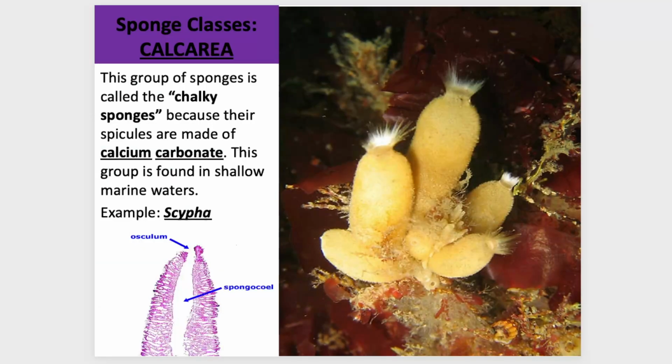So then we'll look at the next sponge class. This would be the Calcarea, and the Calcarea is known as the chalky sponges because their spicules are made of calcium carbonate, which is kind of like chalk. That is what chalk has, and that's why you can scrape it on cement and it rolls off and spreads as a powder onto concrete. That's what you get from these chalky sponges, and these are generally found in shallow marine waters. An example of that would be the Scypha.